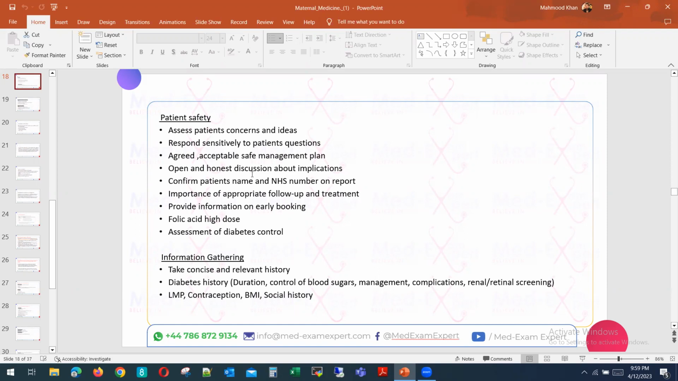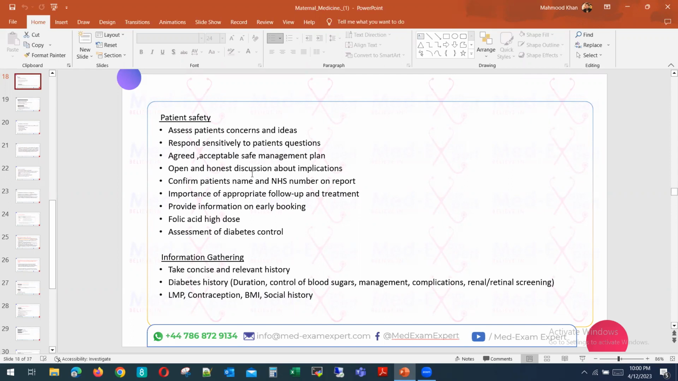So if large for gestational age and 4.5 kilogram, and if she is non-diabetic, then I will do nothing. Induction of labor at 40 weeks. Yeah, at 40 weeks, because it is a large for gestational age. But if she is not diabetic, then also I will induce her.